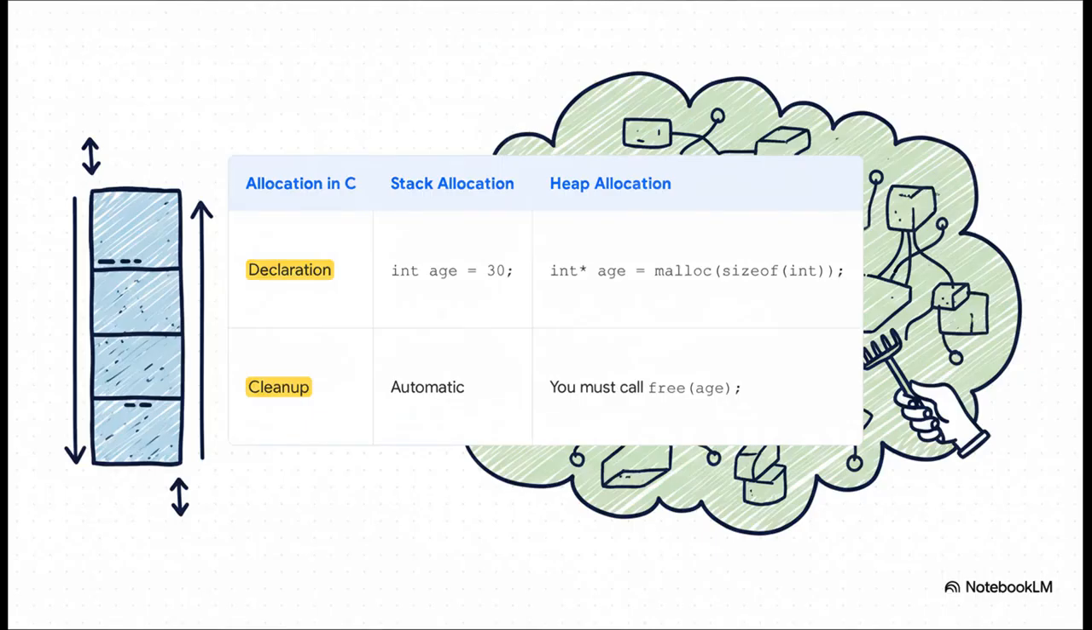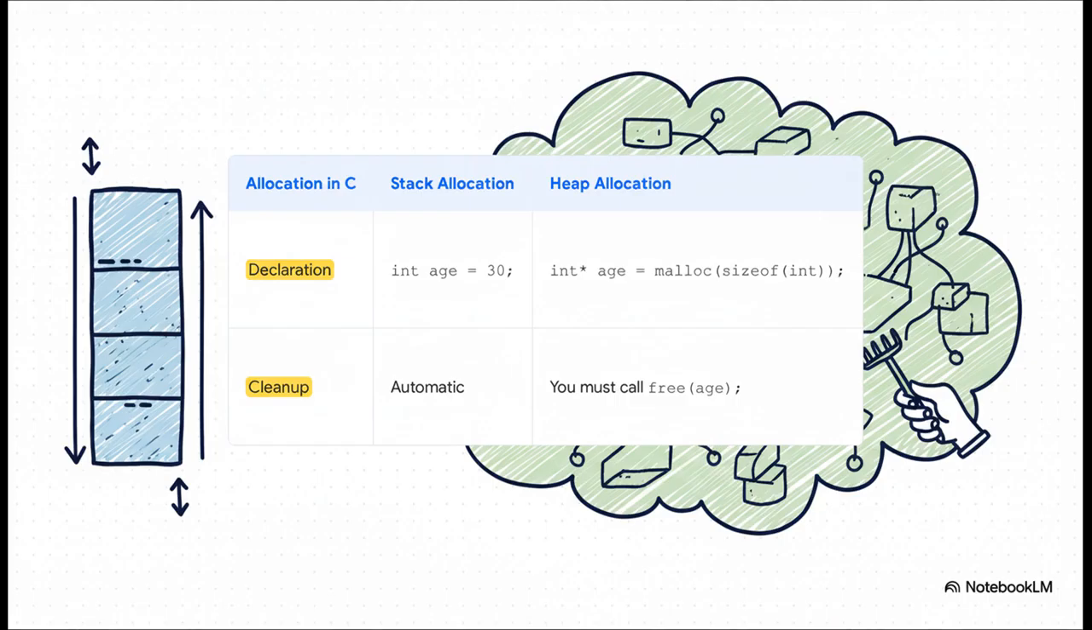Let's see what that actually looks like in code. On the stack, you just declare your variable, int age equals 30. Done. Simple. On the heap, though, you have to call a special function, like malloc, that stands for memory allocation, to go and request the space you need. And when you're done with it, you, personally, are responsible for calling free to give that memory back.